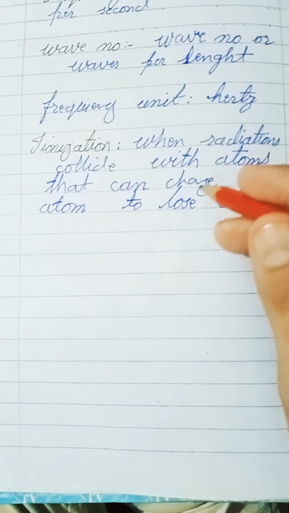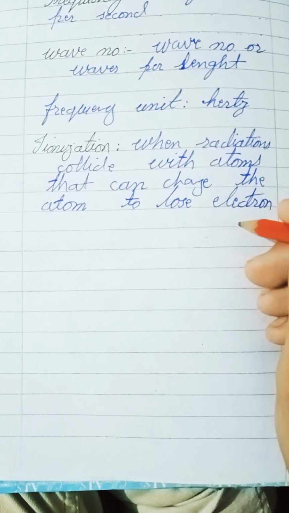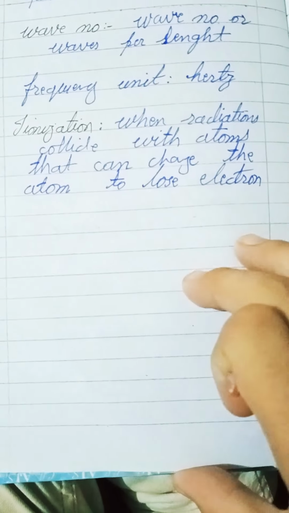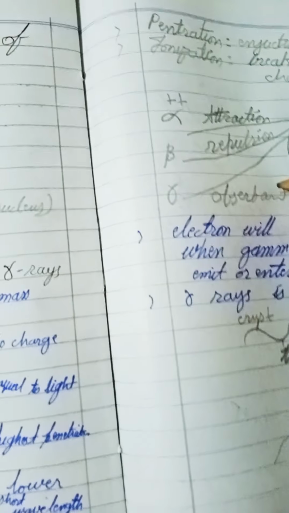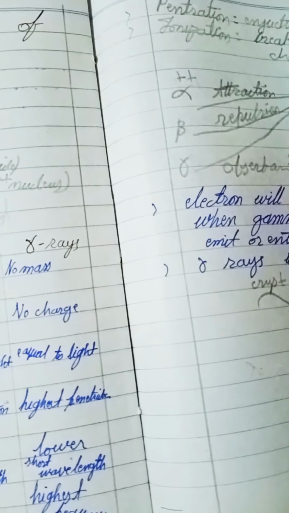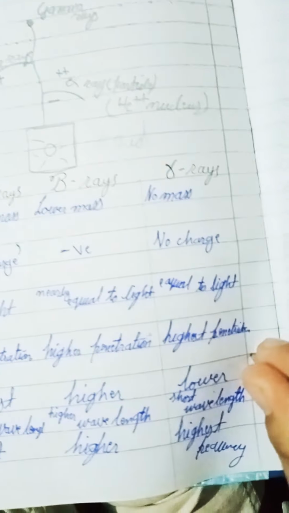Ionization is when radiations collide with atoms and can make the atom lose an electron. In this situation we are losing an electron, we know this thing. But with gamma rays we are not losing, we are just absorbing, and after some time getting back into the original place. That's why ionization is low for gamma rays.